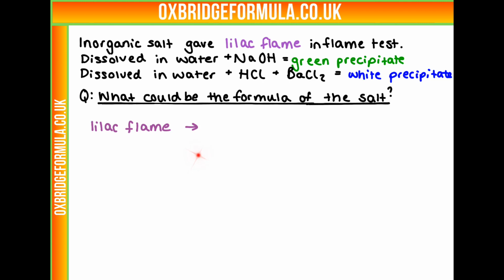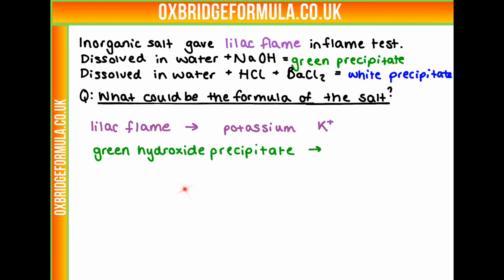We should know that flame tests are to find out what metal ions are in a particular compound. So what would a lilac flame give us? Lilac is characteristic of potassium, so we know that K+ must be involved in our salt somewhere. If we go on to the next test, we see if we add sodium hydroxide to a solution of the ions, we get a green precipitate forming. So a green hydroxide precipitate is indicative of iron 2, so we know that Fe2+ is also in this compound somewhere.